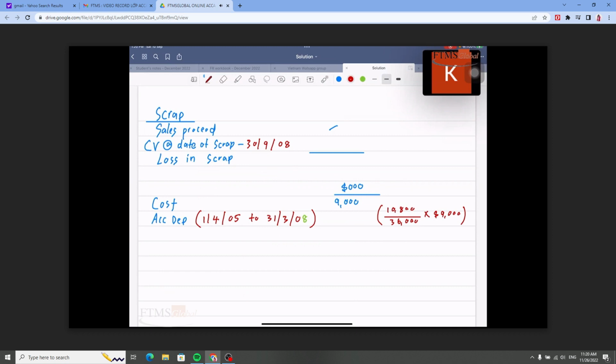I get 2,007. Okay, then of course now I will get my opening balance carrying value at 31st March 08, $6,003, right? So 6,003 here.